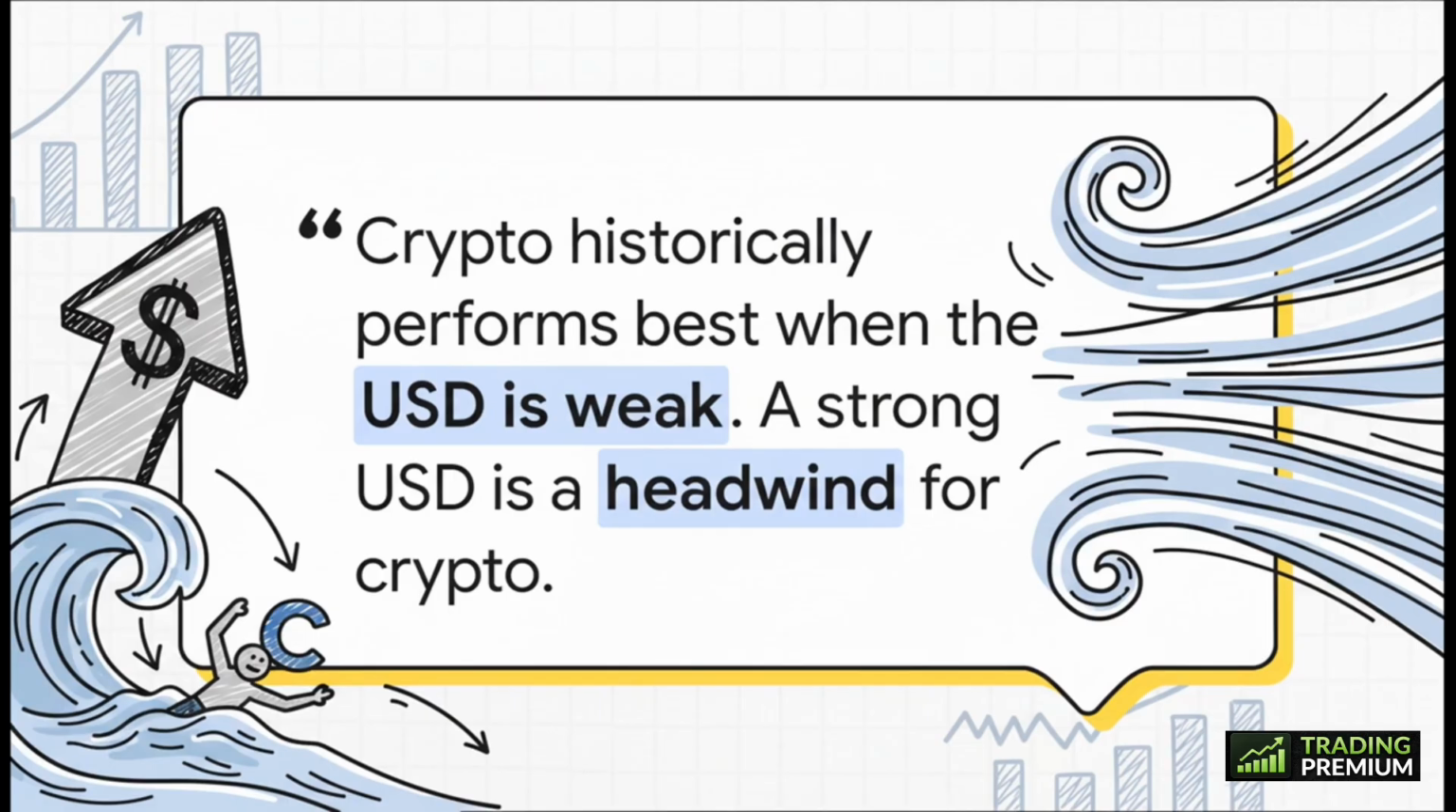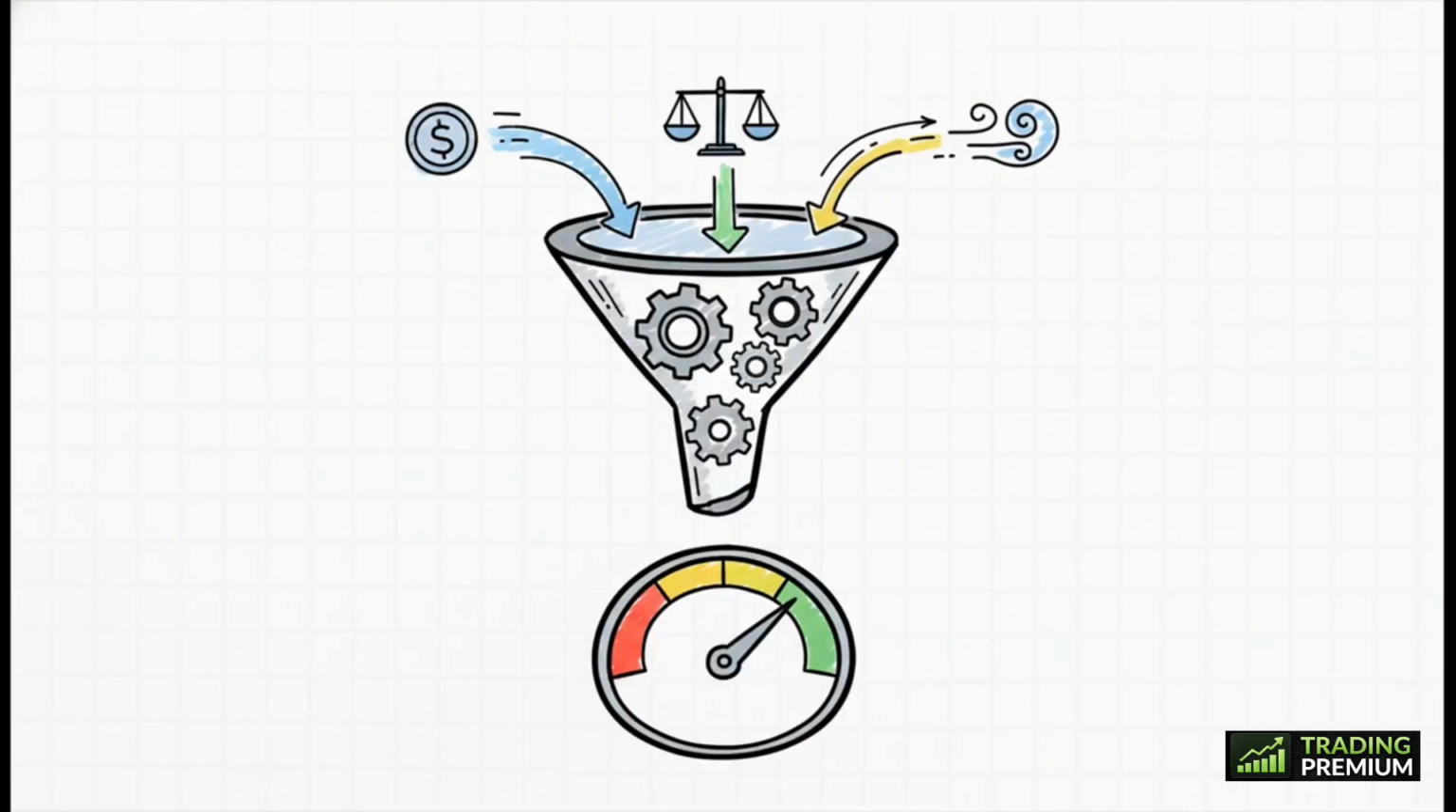Trying to long Bitcoin when the DXY is ripping higher is like trying to swim against a riptide. It's just exhausting. This signal tells you if that global tide is on your side or if you're about to fight it. So we've looked at stablecoin flows, we've got the internal market rotation, and the strength of the US dollar. And those are just 3 of the 6 signals.